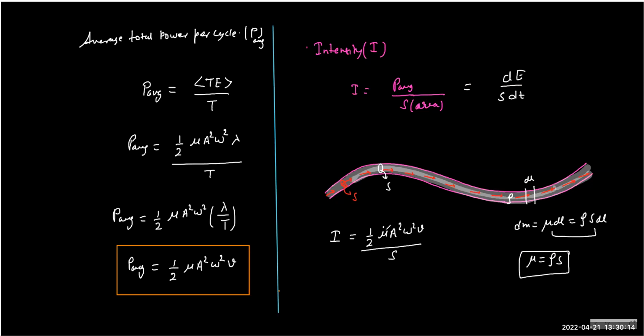Now we can convert the mu as rho into S. The S will cancel out, and now you have the very nice formula, 1 by 2 rho a square omega square v. Understood? So the final formula is intensity equals 1 by 2 rho a square omega square into v. And if you try to remember, a omega is called the v max, right?